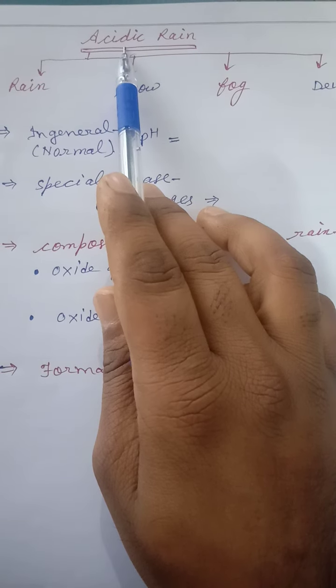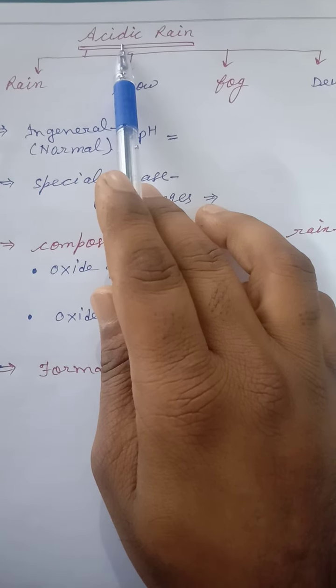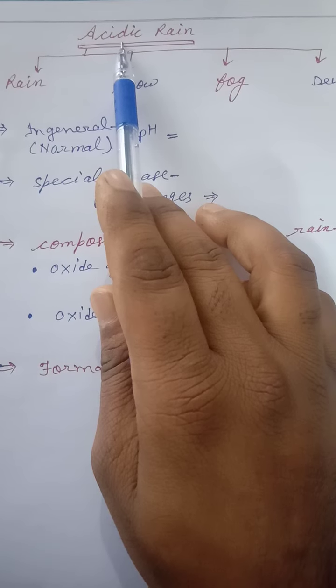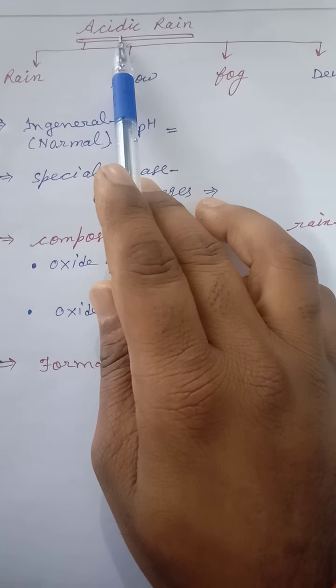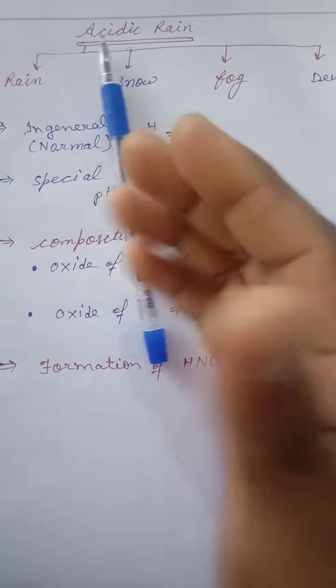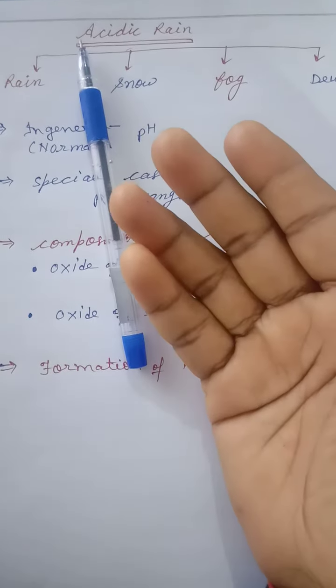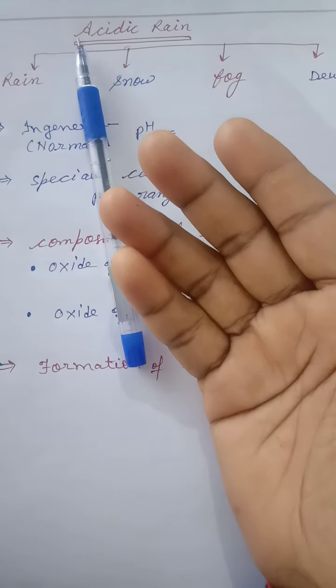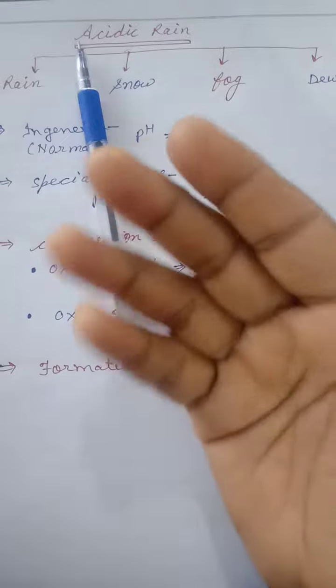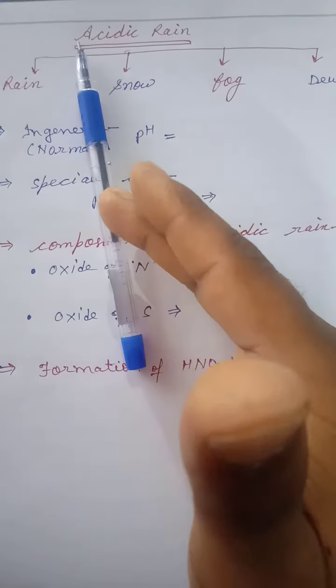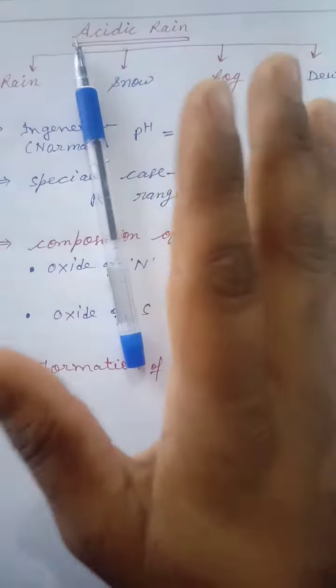Dear students, as you know, rainwater is the purest form of water. Then how does it become acidic? And what is the harmful effect of this acid rain? How will it form? All of this we will discuss today.